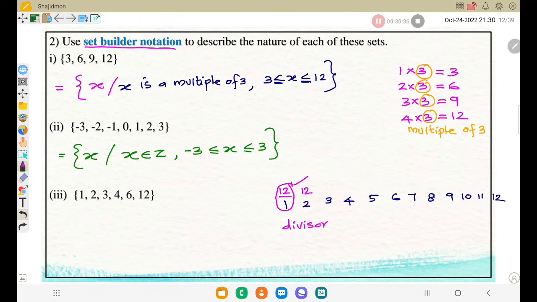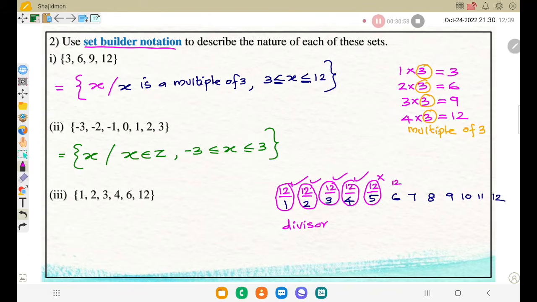Now 12 by 2 we can do, correct? So 2 is a divisor. 12 by 3 is possible. We can divide, so 3 is a divisor. 12 divided by 4 is possible, so 4 is a divisor. But 12 divided by 5 is not possible, correct? We are getting a point number. So 5 is not a divisor.